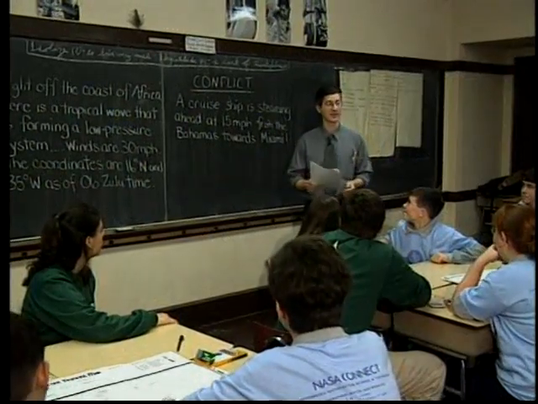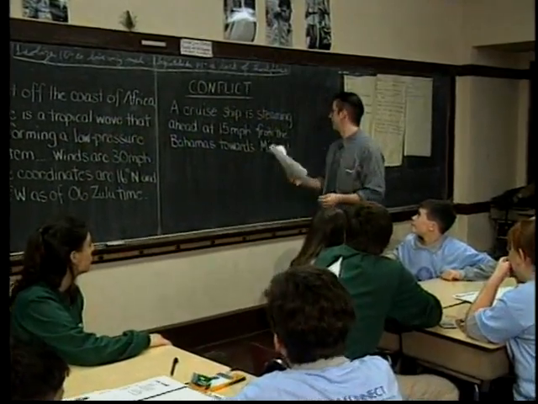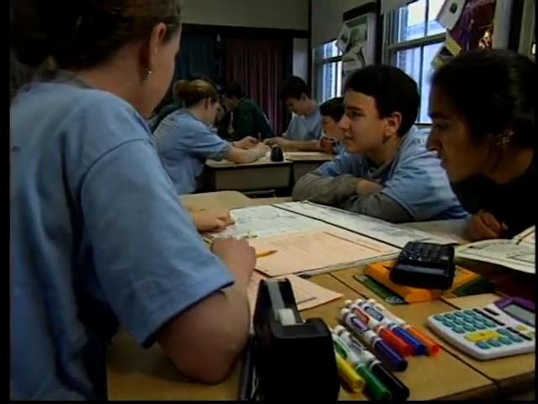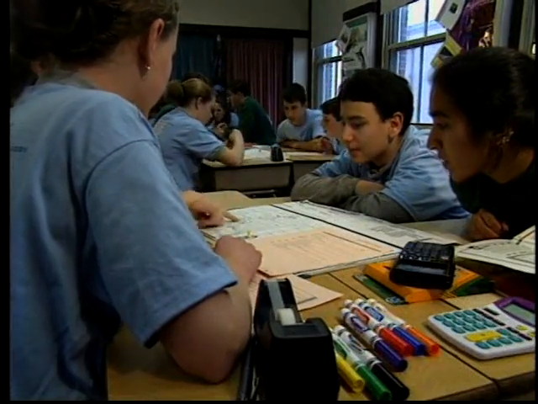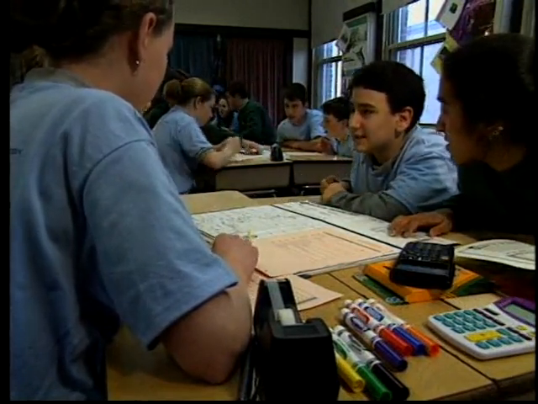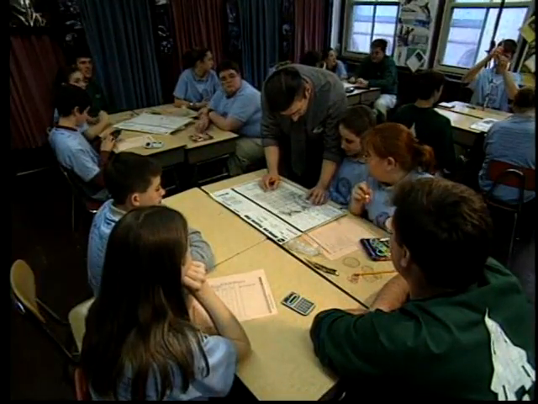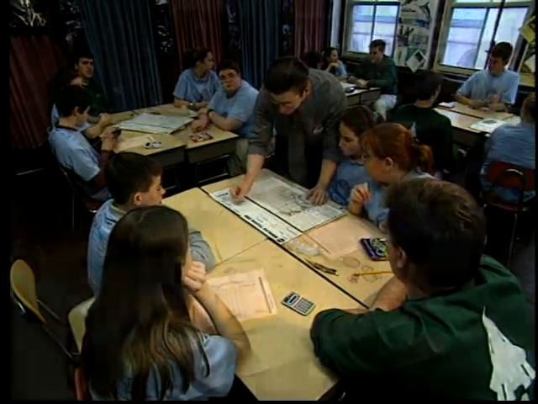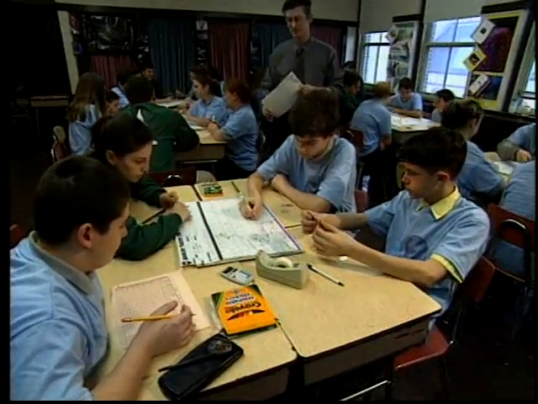Teams, we have a conflict. A cruise ship is steaming ahead at 15 miles per hour from the Bahamas towards Miami. It's your job as meteorologists to find the location of the ship, decide what action, if any, should be taken, and record your decision. Your teacher will review your data sheet and award points for accurate calculations and predictions. The game continues as you receive more coordinates, weather data, and conflicts from your teacher.